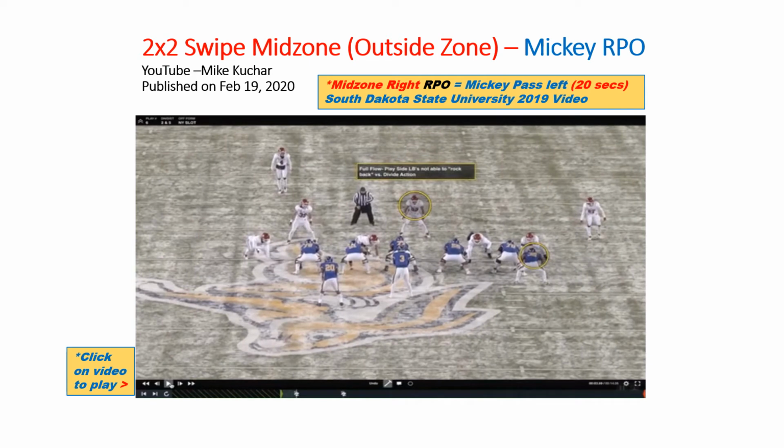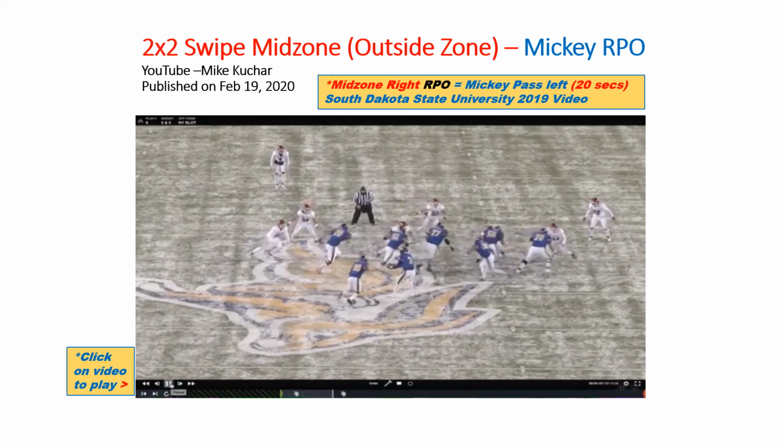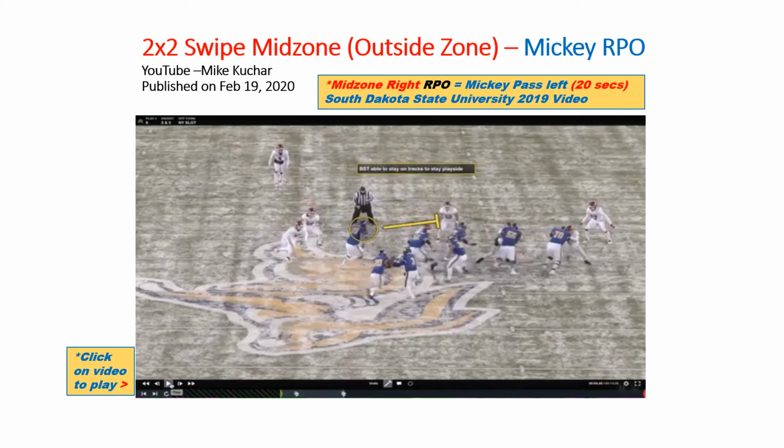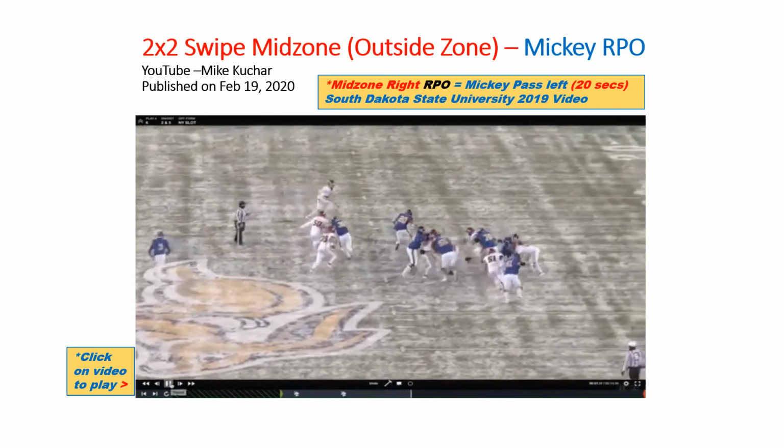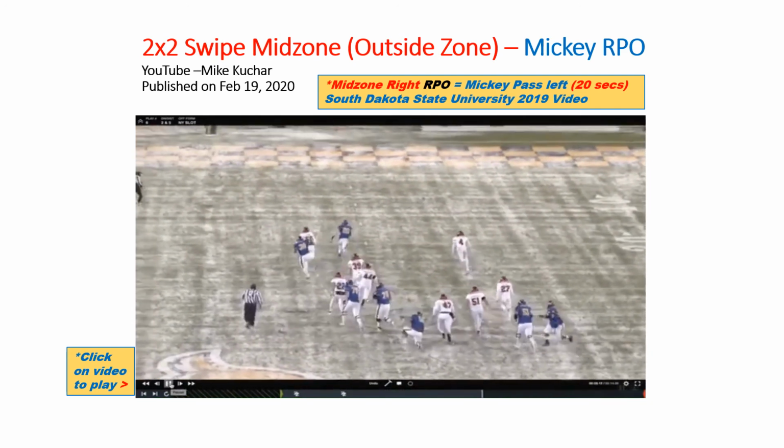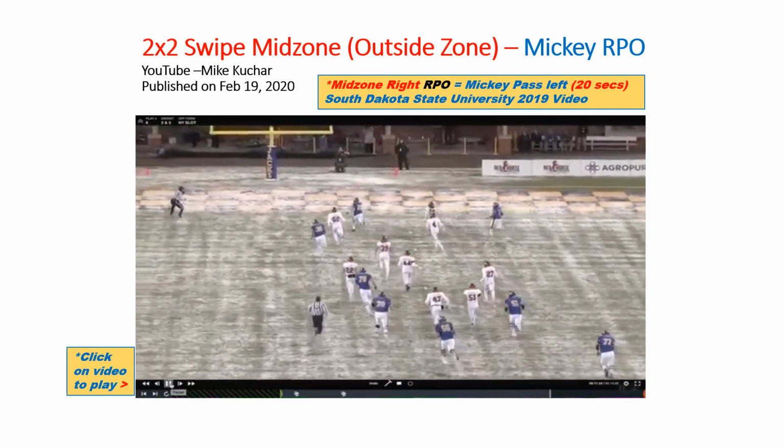So here you go. Again, the mic there is to the right, that's circled. That becomes our read key. He doesn't fill fast, he skates, because you see the backside tackle is going to go ahead and wash him across, and there's the cutback. Touchdown.